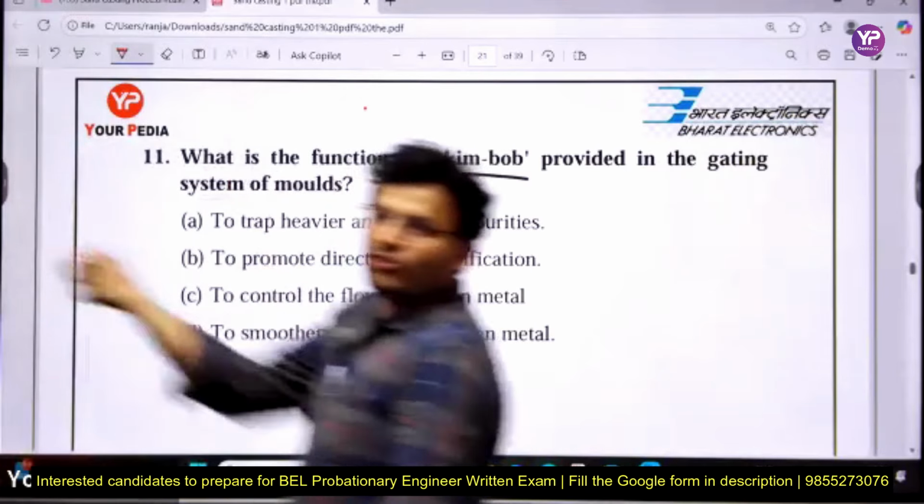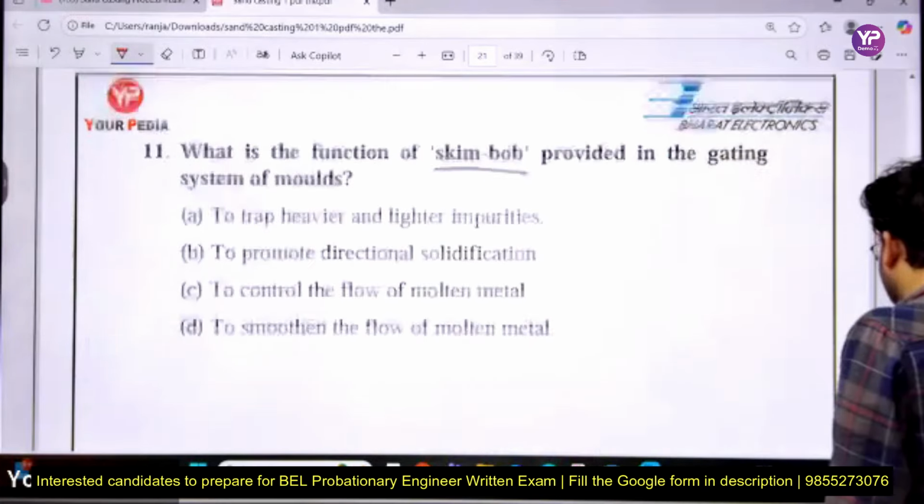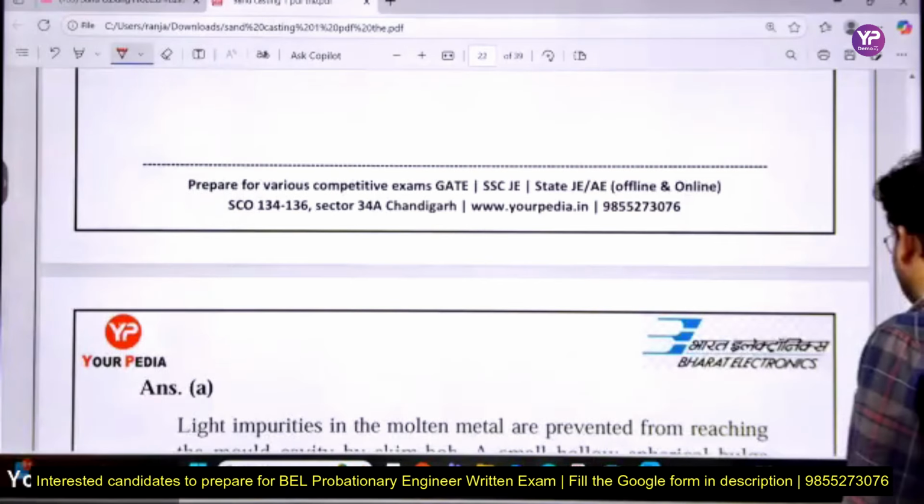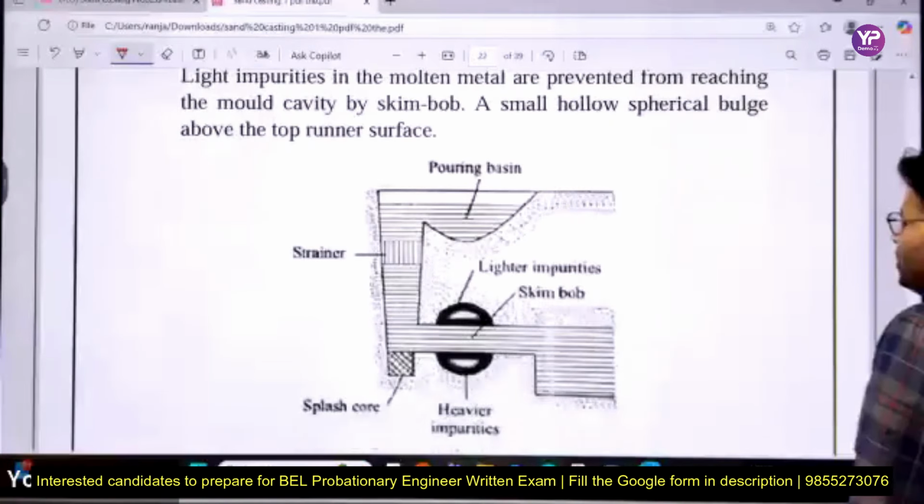See, what is skim bob? First try to understand, then I will come. Some student is going to answer, no problem. See the skim bob. My dear friends, this is something like that.